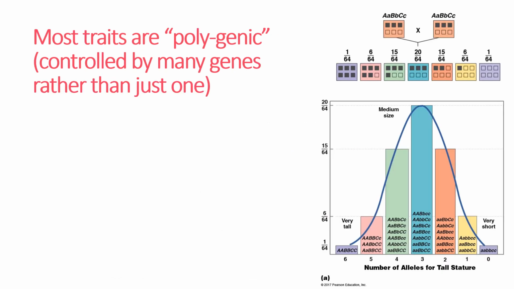Finally, we've been talking about traits as if all of them were encoded by a single gene, and that's simply not true. The vast majority of traits, including height, skin tone, body shape, face shape, you name it, are controlled by many different genes. When a trait is controlled by many different genes, we say that that trait is polygenic. And again, polygenic means that more than one gene contributes to that phenotype or that trait.